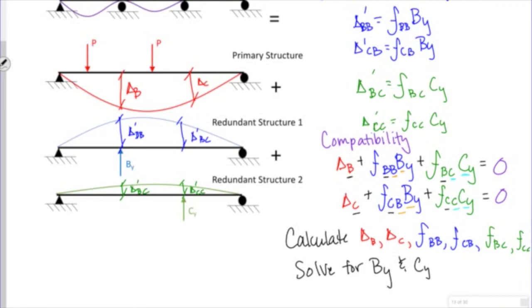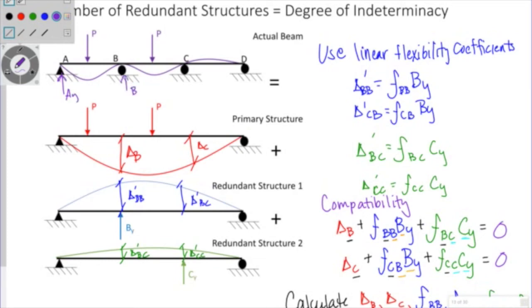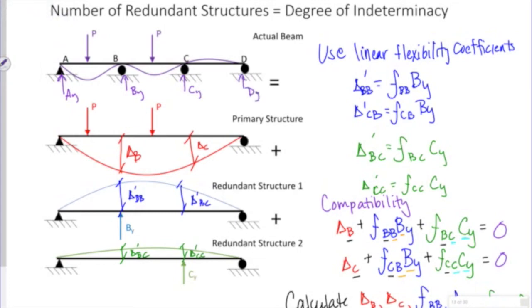Ta-da! And then after that, once I know BY and CY, I can solve for AY and DY. AX is probably 0. We'll still draw it, but it's 0.